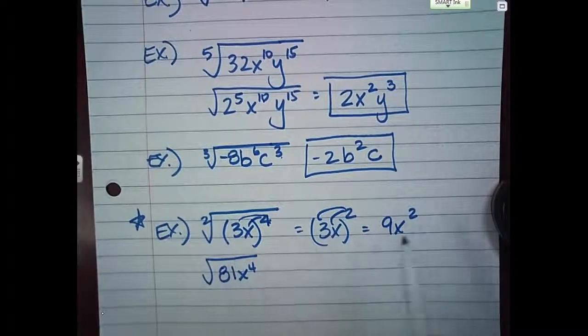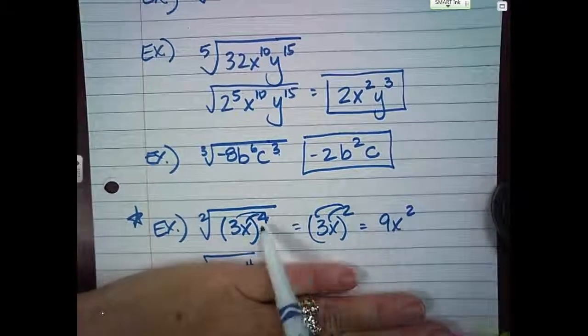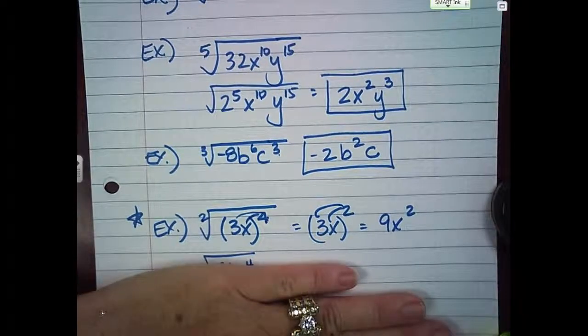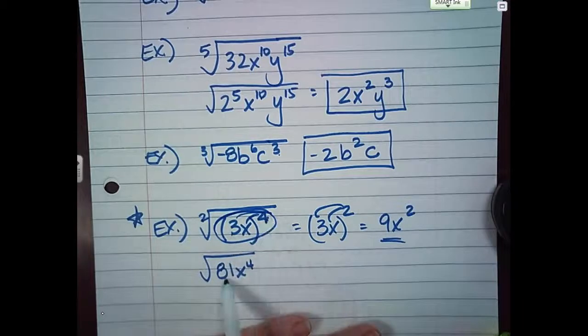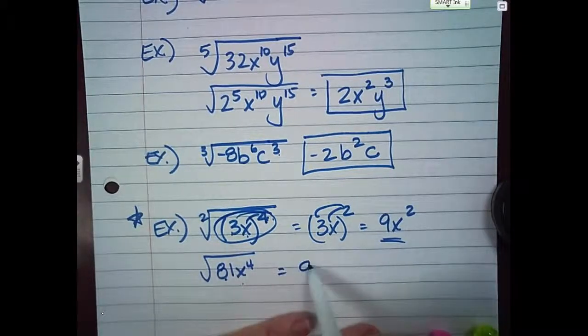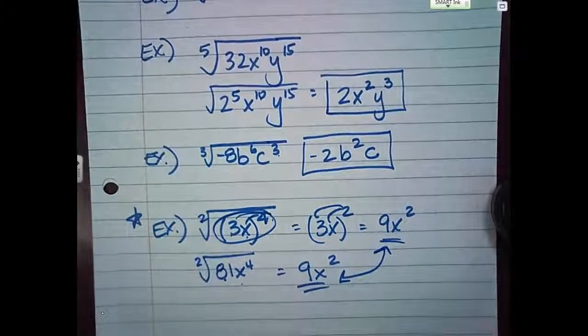Let me explain that one more time in case you missed it. You can do it this way and realize that 4 divided by 2 is 2, correct? So now you have 3x squared. You're not going to leave it like that, so you end up with 9x squared. Or you can do the math inside first, giving you 3 to the fourth power is 81, x to the fourth power is x to the fourth, and now take the square root. So the square root of 81 would be 9. There's a 2 here. 4 divided by 2 is 2. Notice it's the same answer either way.